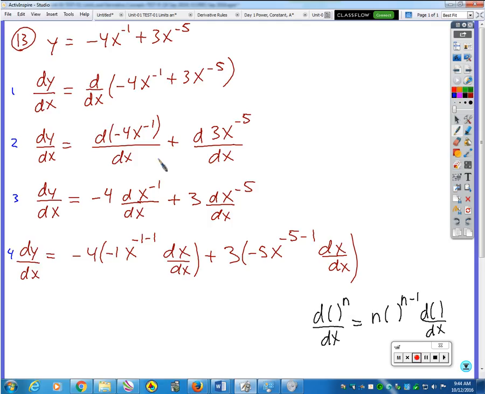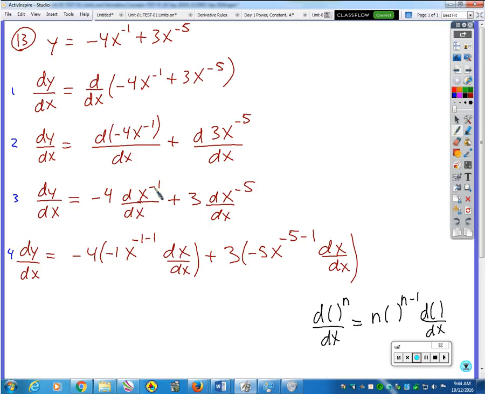With the x to the negative 1. Good. So negative 1 is the power, and what is being raised to the negative 1? Just the x. Okay, to use the power rule, that's all we can have. So the negative 4 is in the way. We've got to get rid of the negative 4 first. So that's what we use the constant rule for, is to get rid of the negative 4. Now we can use the power rule because all we have is some expression being raised to a power.